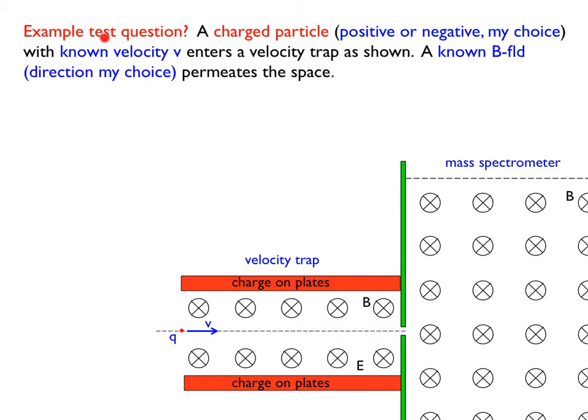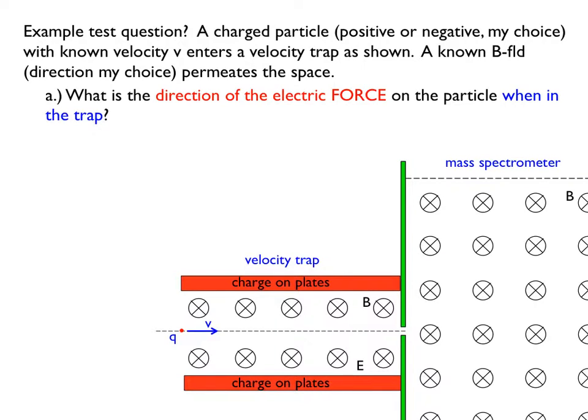So, possible test question. You could have a positive or negative particle, my choice, of given velocity moving into a velocity trap. There will be a known magnetic field, again my choice, either into the page or out of the page, that will permeate the space. First question, in what direction will the electric force on the particle have to be when in the trap? This is obviously going to be opposite the direction of the magnetic force when the particle's in the trap, which is something that you should be able to figure out.